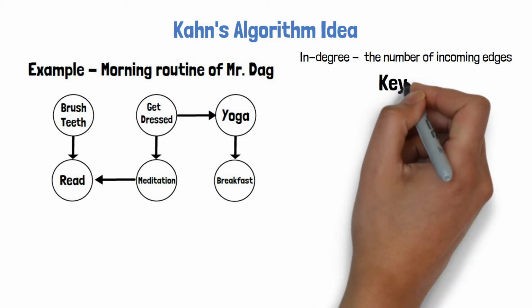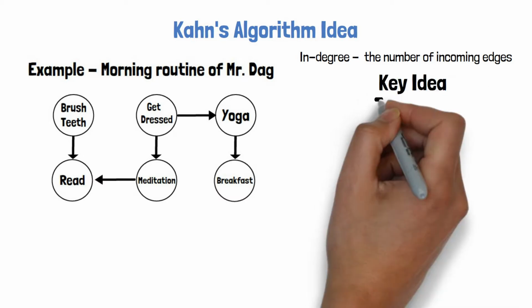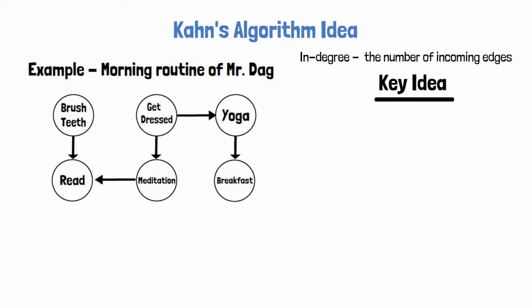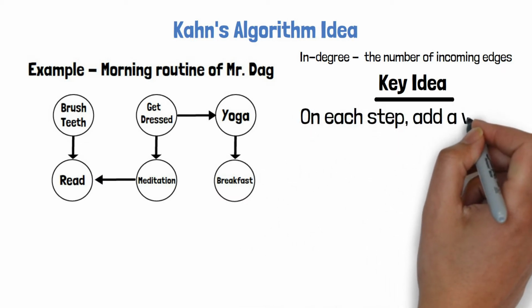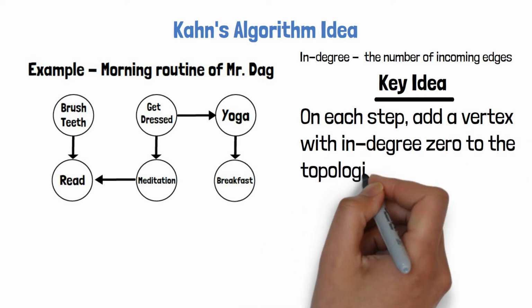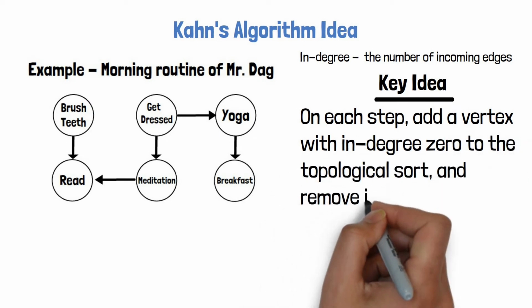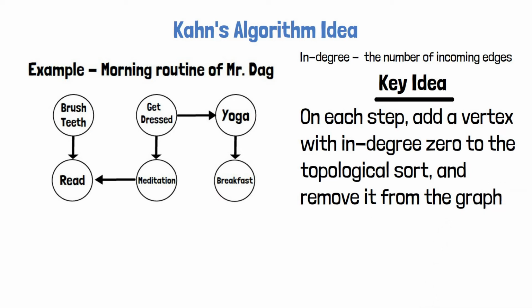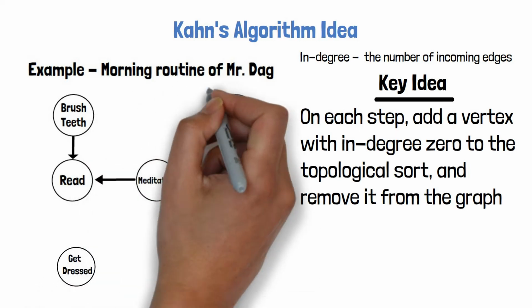The idea behind Kahn algorithm is to gradually build a topological sort by adding a vertex on each step which has in-degree 0, or no incoming edges, and remove it from the graph. In the example here, we can start with either brush teeth or get dressed, since both have no incoming edges. We choose get dressed and add it to the topological sort. We then remove the vertex from the graph together with its edges.